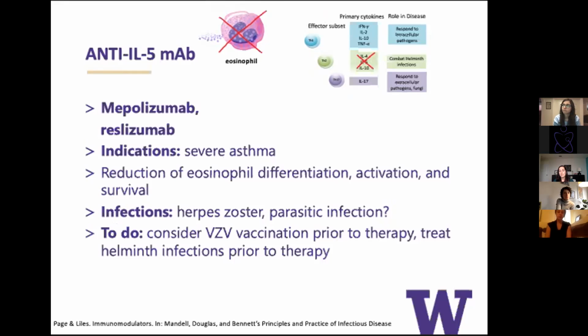Indeed, known parasitic infection was an exclusion criterion for the clinical trials of anti-IL-5 monoclonal antibodies. So we actually don't know the impact on parasitic infections in patients who are started on these therapies. And so they should probably be treated for any known parasitic infections prior to the initiation of anti-IL-5 monoclonals. It's also been demonstrated that herpes zoster infections have been reported with mepolizumab, and so vaccination against VZV should be considered prior to initiation of anti-IL-5 treatment.